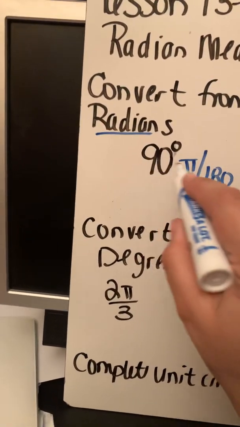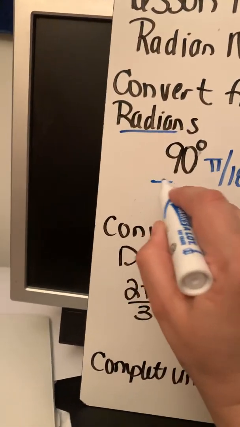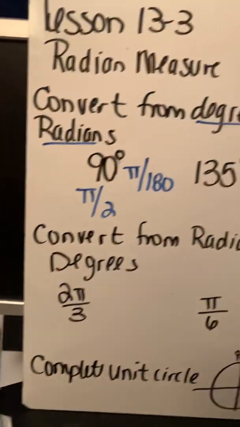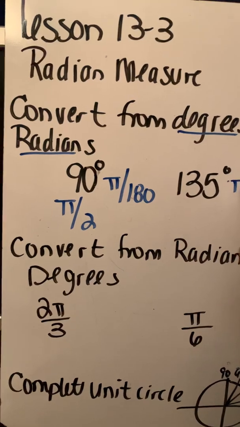Reduce the fraction because this is 90 pi over 180. So this is going to be pi over 2 because 90 goes into 180 twice. We're going to do the same thing over here. We're going to multiply that by pi over 180.